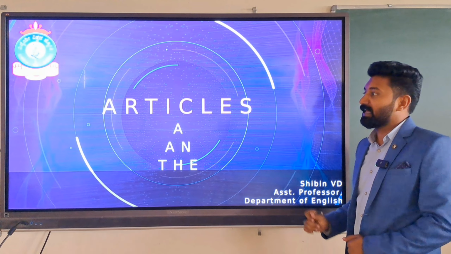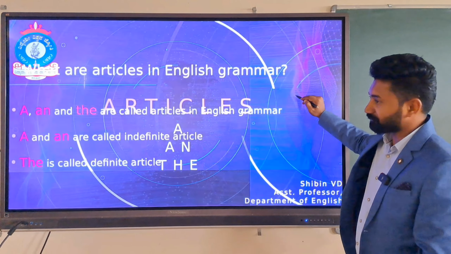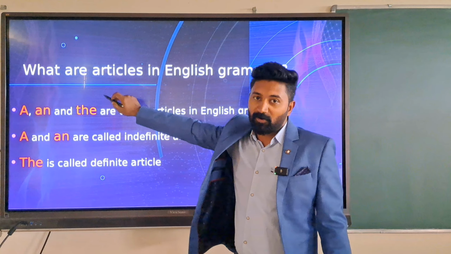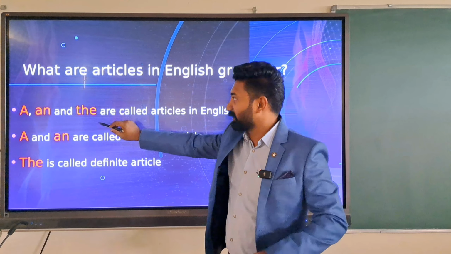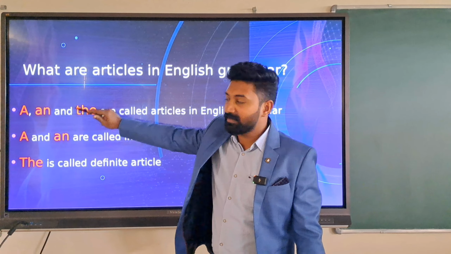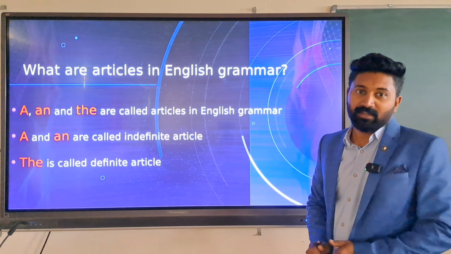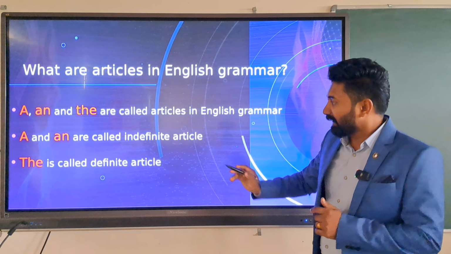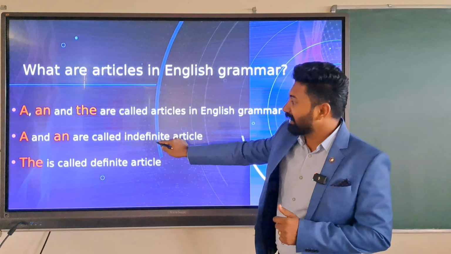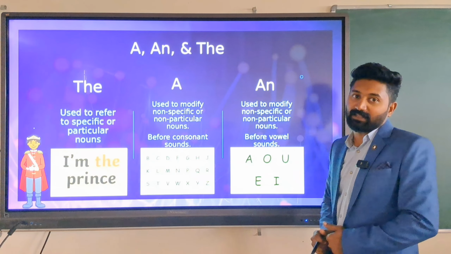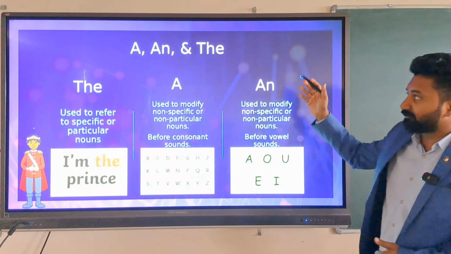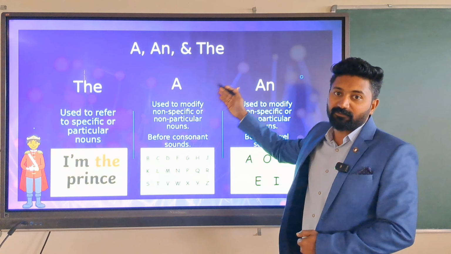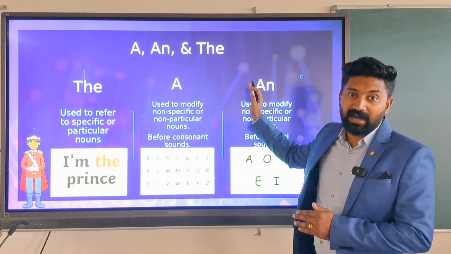What are articles in English? There are three important articles to be discussed. The first one is a, and then an, and finally the. So these three articles are further divided into two, namely definite article and indefinite article. So let's move on to the next slide, where we will be discussing the functions of all three articles.